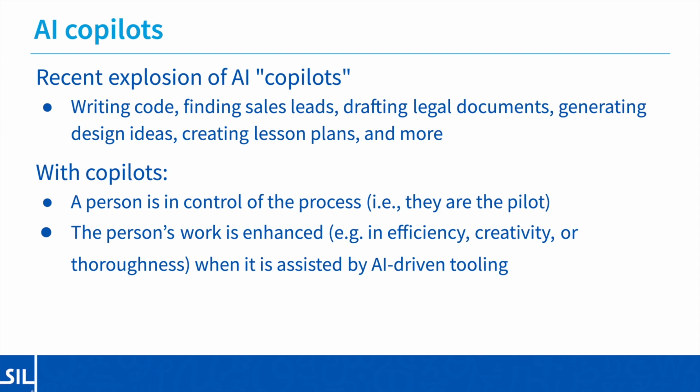In the AI world, there's been a lot of talk recently about so-called AI copilots. One popular example is GitHub Copilot, which makes suggestions as programmers are writing their code. There's also an AI copilot in Google Workspace that will make next word suggestions as you're writing in a Google Doc. Many of you have probably made use of this tool. Now, the use of the word copilot highlights two very important points. First, there's a person, or a pilot, who is in control of the process. And second, the pilot's work is enhanced in some aspects, for example, in efficiency or creativity or in thoroughness, when they're assisted by the AI copilot.